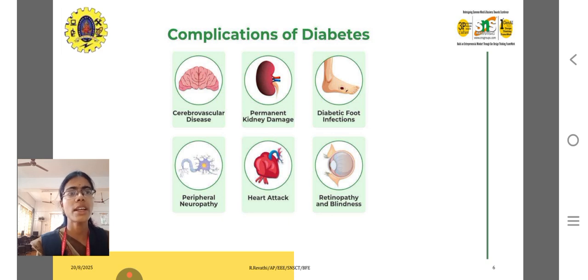Complications of diabetes are diabetic foot infection. I already told you about it, where a diabetic patient should take more care of their legs and feet. Also permanent kidney damage, cerebral diseases, which may lead to memory loss or a lot of stress, peripheral neuropathy, heart attack, retinopathy, and blindness, which lowers your eye vision.